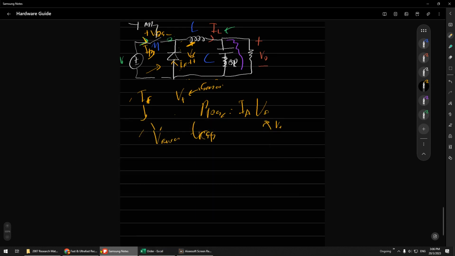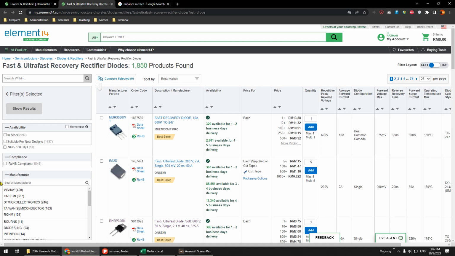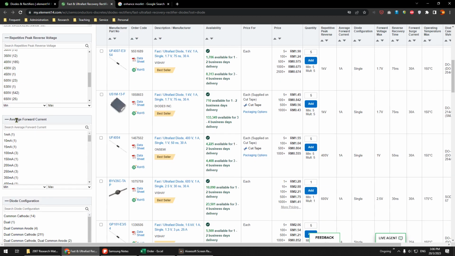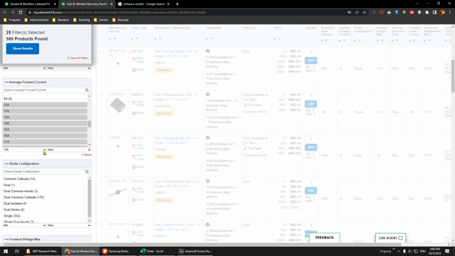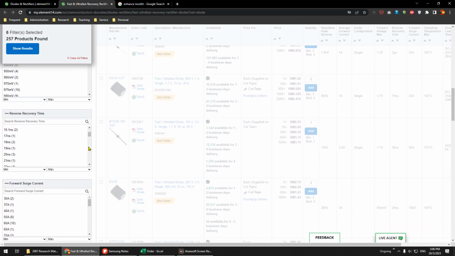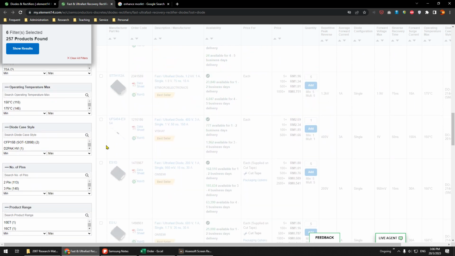So let's take a look. For this case, maybe same here. I already showed you forward voltage, forward current. This one is average, I think. So just choose the maximum one. For example, maybe maximum is 10 ampere, so I suggest minimum is 10 ampere, and then maximum is around 16 ampere, something like that. The current, forward voltage, reverse recovery time, surge current.